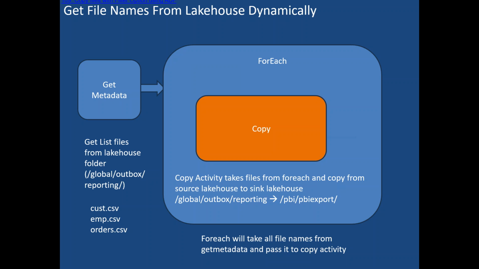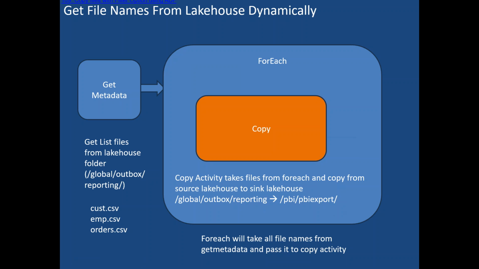I'll be using a Get Metadata activity to list down the files under the reporting folder. Once I get this list of files, I'll pass them to the ForEach activity. ForEach will take all the file names from Get Metadata and pass them to the Copy activity one by one. The Copy activity takes files from ForEach and copies them from the source lakehouse to the sink lakehouse. As we are taking files from global/outbox/reporting one by one, we will be copying them into the PBI export folder.